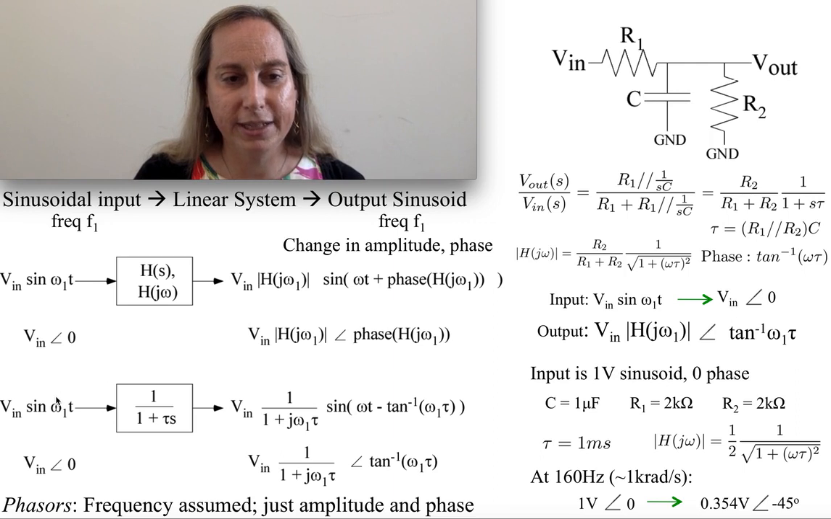Now I might be able to say sine of omega 1 t goes into a transfer function 1 over 1 plus tau s. I get V in times 1 over 1 plus j omega tau, and this is the omega 1 of the input frequency. So I can say exactly what it is, times sine omega t minus tan inverse of omega 1 tau, which is what I'm going to get for the phase. It's a minus because it's in the denominator.